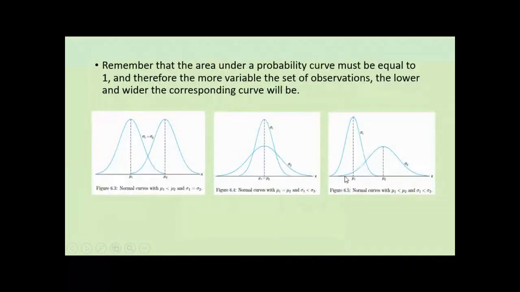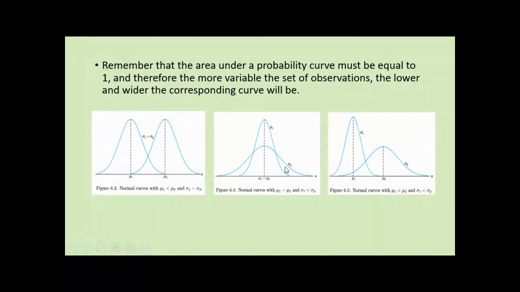Well, the area under the probability curve must be equal to 1, and therefore the more variable the set of observations, the lower and wider the corresponding curve will be. So what do you see here? See the normal curves, for mu1 is less than mu2.